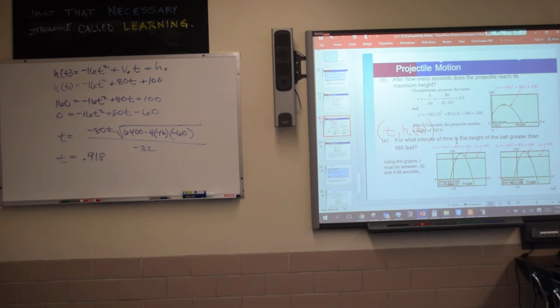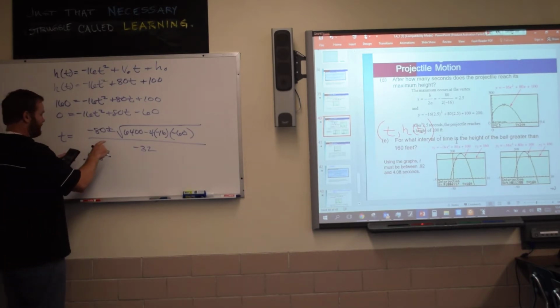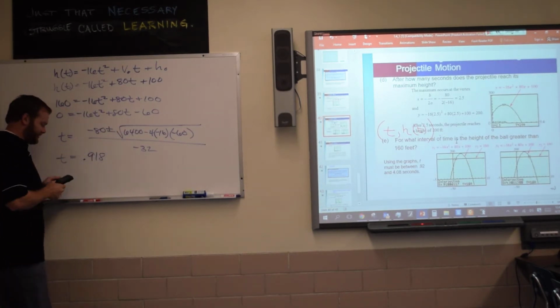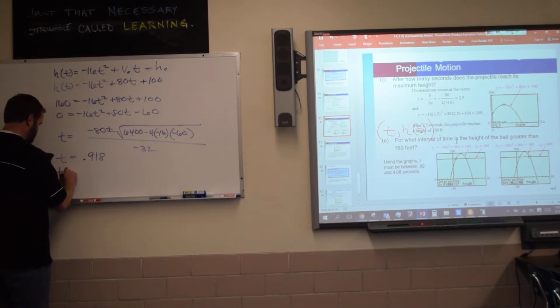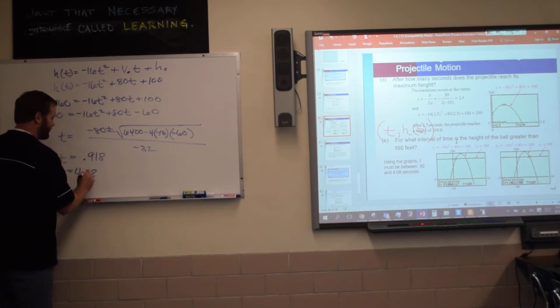But now I've got to find the other one. That was using the plus sign here, so now I've got to do the same thing with the minus. We'll cheat a little bit with our calculator, cut and paste that number. That gives a numerator of negative 130, and then we divide by negative 32, and it gives me a t-value of 4.08.